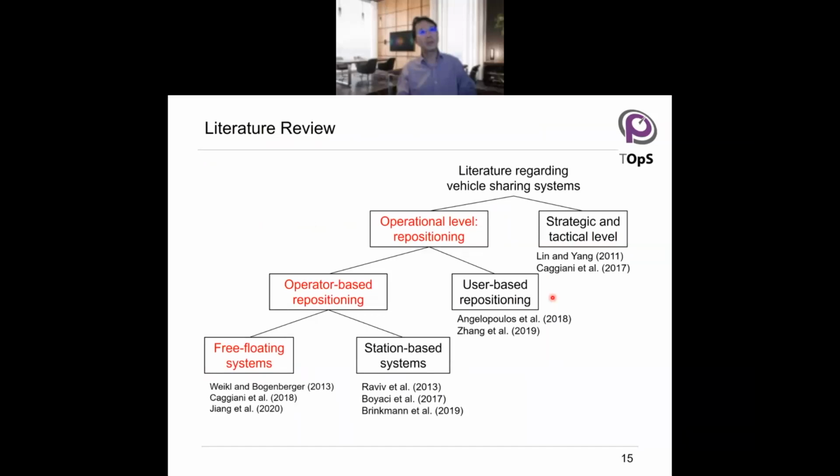So, a brief literature review. In fact, if you look at the literature on bike sharing systems, you see many new publications almost every day. We focus on the operational level repositioning, like at the daily level. And also we look at the operator-based repositioning. The other one, user-based repositioning, is like City Bike in the US. They give the bikers incentives to move the bikes to their desired locations. But in our work, we look at the operator-based repositioning, where the bike sharing company moves the bikes. And we look at the free-floating systems.